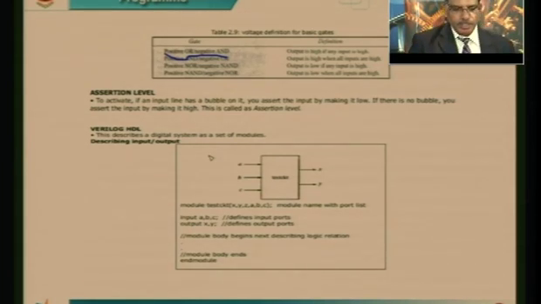Let me read it out. To activate, if an input line has a bubble on it, you assert the input by making it low. If there is no bubble, assert the input by making it high.